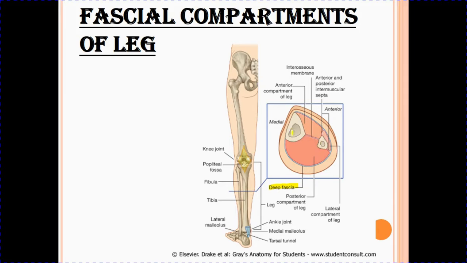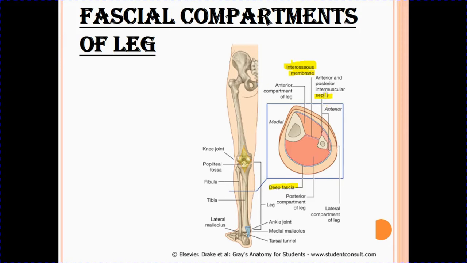The two bones tibia and fibula are connected by a membrane which is called as interosseous membrane. The interosseous membrane also helps in creating the compartments. So two structures are responsible for the creation of compartments. First is the interosseous membrane and second are the septas which are extensions of deep fascia.